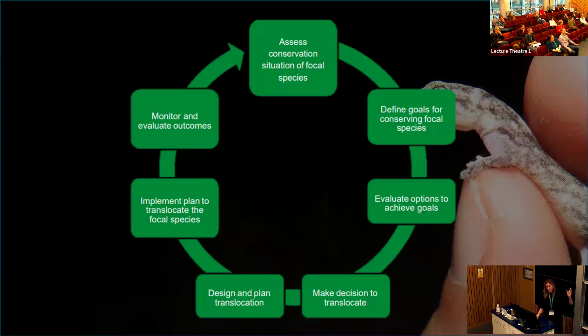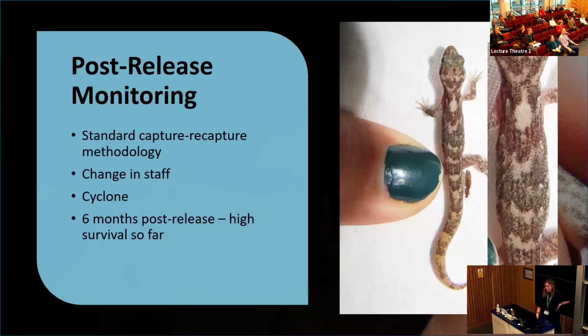Right, and then monitoring our outcomes. Post-release monitoring, this is what the back pattern looks like. This is their unique ID. You can use photo ID software on it. You can do it by eye, but it takes quite a long time. So that's what we did to develop our capture histories for our capture recapture.